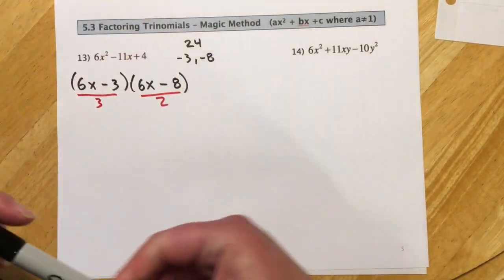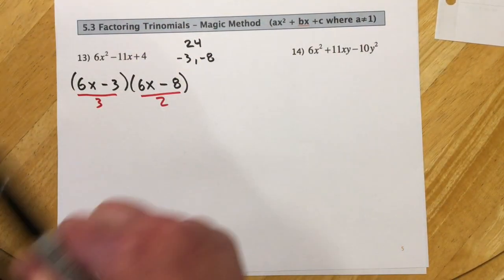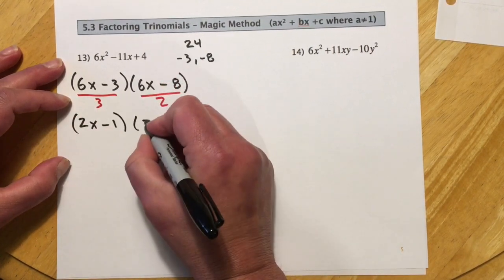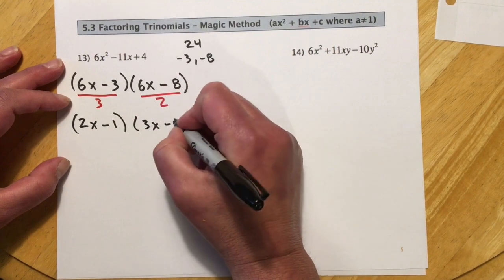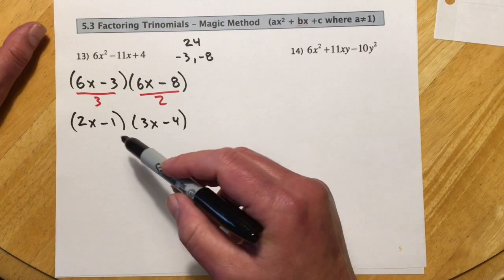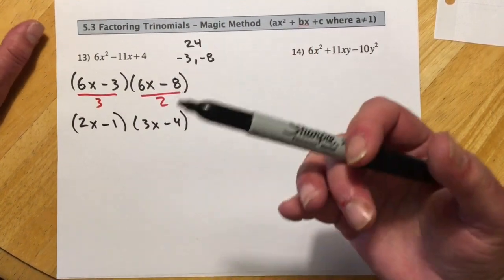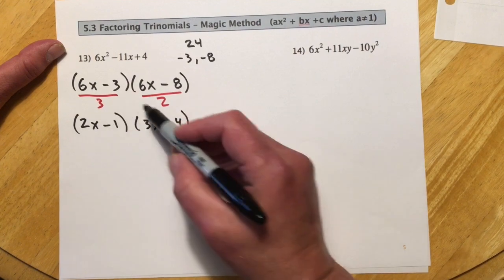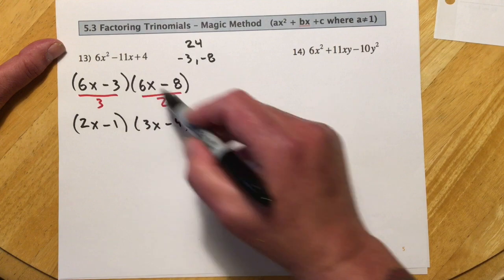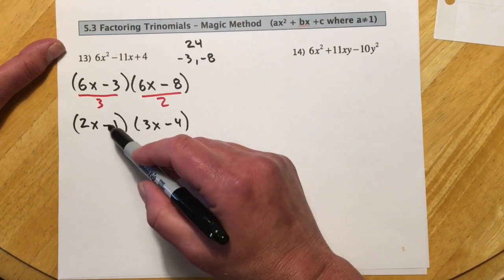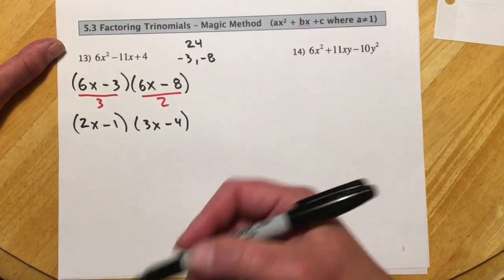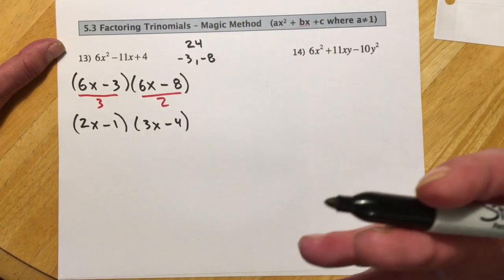So then that's going to give us 2x minus 1, and here 3x minus 4. And I didn't say it at the top, but let me remind you that you can always check any factoring problem by FOIL. So if I FOIL this back, I get 6x squared right there. On the outside, I get 8x minus 8x minus 3x, that's minus 11, minus 1 minus 4, there's our plus 4. So when you're taking this test, you can FOIL and check yourself, and you can know if you have it right or wrong.